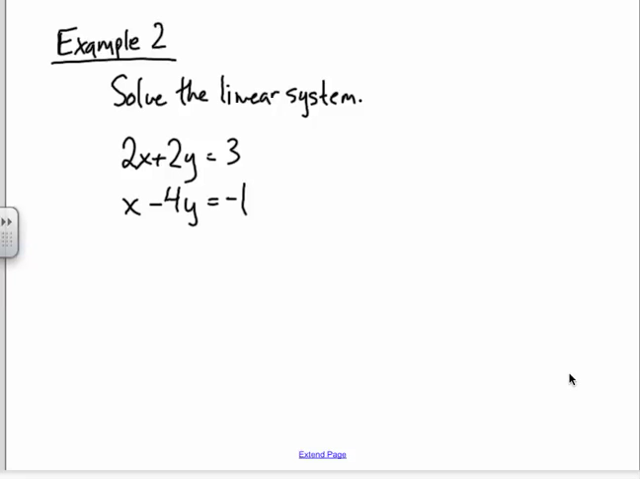Okay guys, let's try this one, example 2. Remember, I haven't even looked at that yet. I'm just going to rewrite the equations. 2x plus 2y is equal to 3, and then x minus 4y is equal to negative 1.